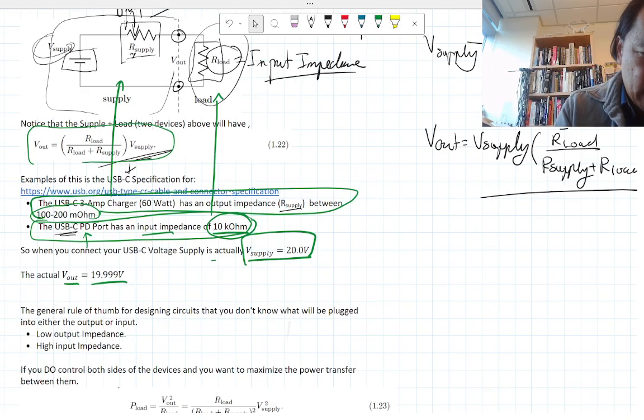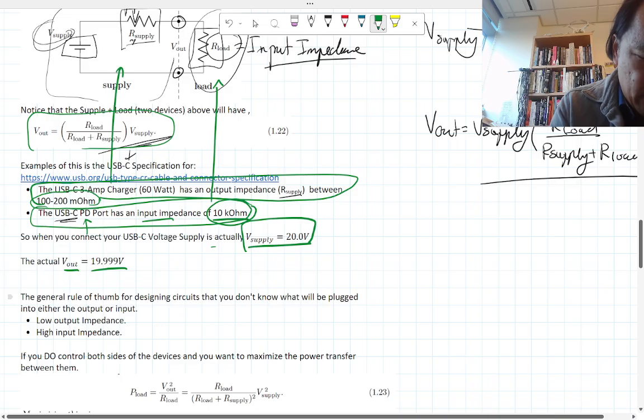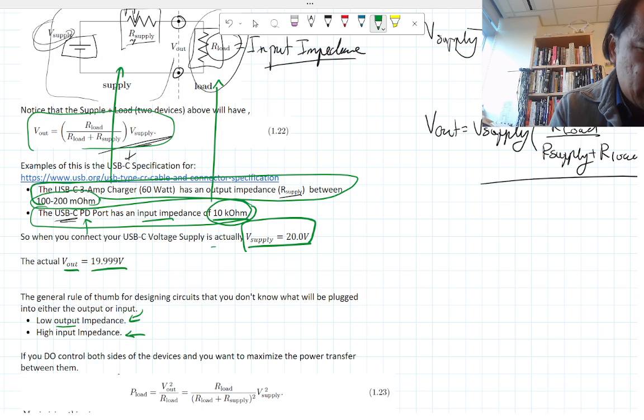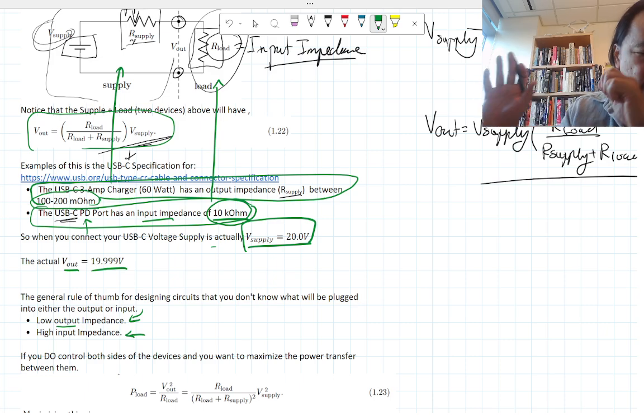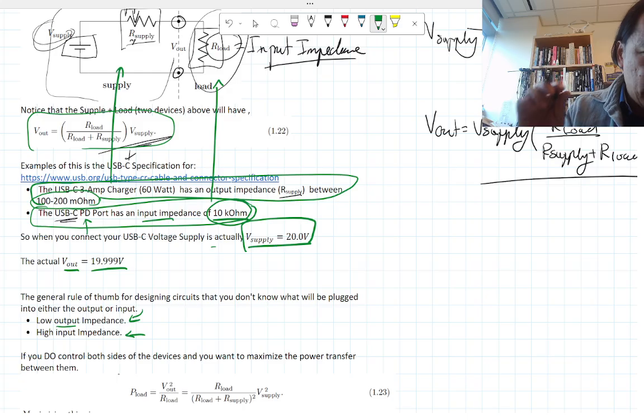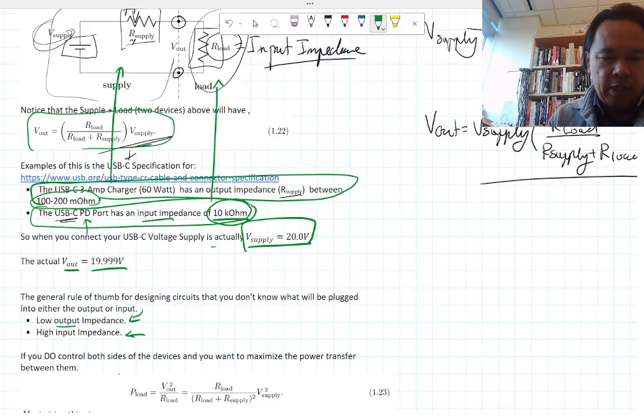So one cool thing is that when you're designing a circuit, what you want is for your circuit to have a low output impedance, but you want the circuit that you're connecting to have a high input impedance. Okay, and we're going to see this in the lab when we deal with the oscilloscope probe, which has a very high input impedance, and then your function generator will have a very low output impedance.